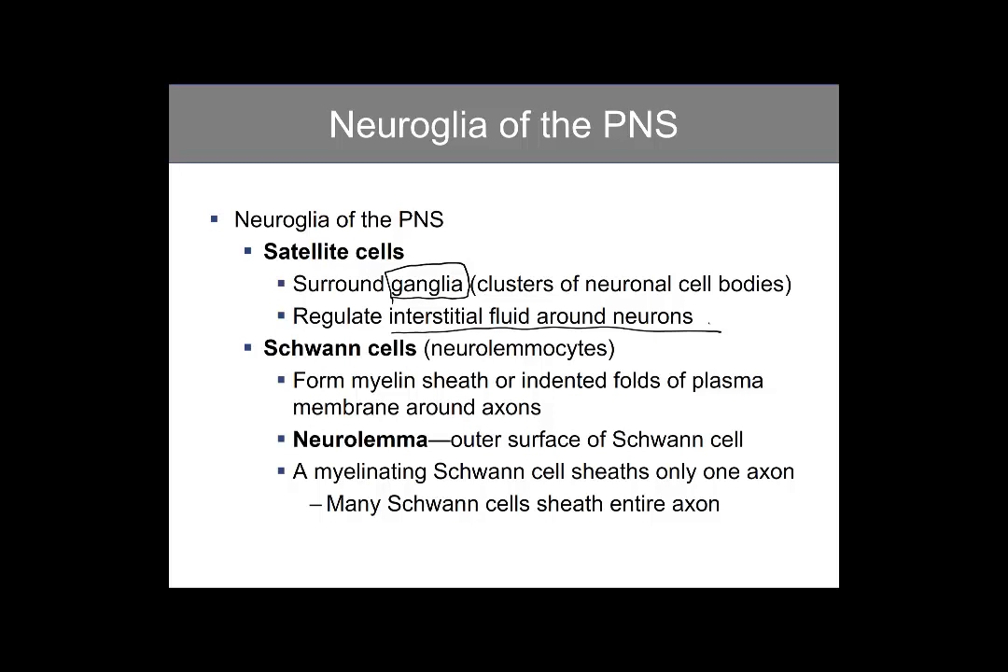The Schwann cells form myelin sheaths around axons of the PNS. So in a very similar fashion as we saw with the oligodendrocytes of the central nervous system, Schwann cells myelinate axons within the peripheral nervous system.